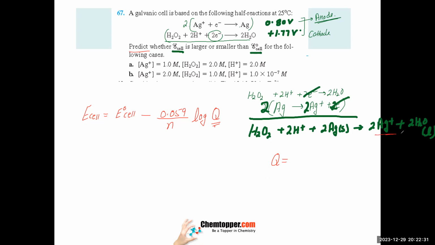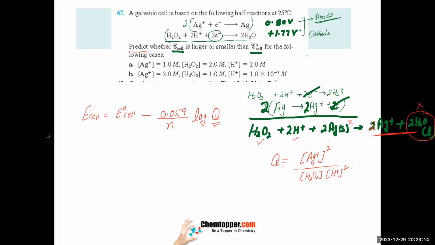It is the concentration of the product raised to power their coefficient, concentration of Ag plus raised to power 2. But this water is pure liquid, so don't take it. It's not part of your Q. Divided by concentration of the reactant. Reactant is this, but solid is not part of it. So concentration of H2O2 times concentration of H plus raised to power 2. All these things we did in chemical equilibrium, right?